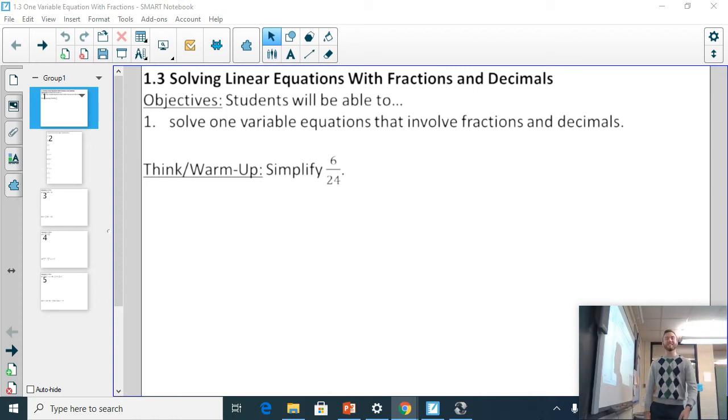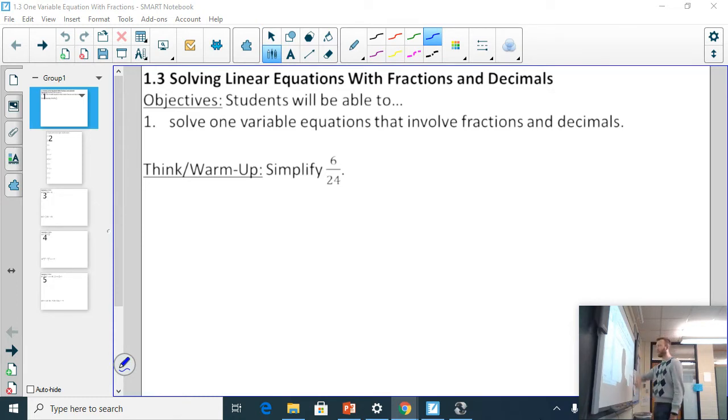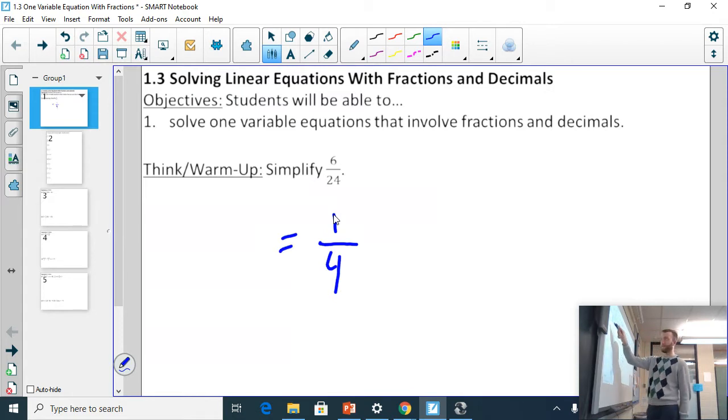Right, welcome back, guys, and today we're going to go over solving linear equations with fractions and decimals. We should already be comfortable with solving linear equations, and maybe comfortable with fractions and decimals. We should at least be familiar with them, and now we're just going to combine them. For a warm-up, simplify 6 divided by 24. Well, 6 divided by 6 is 1, and 24 divided by 6 is 4, so 1/4 is the answer.